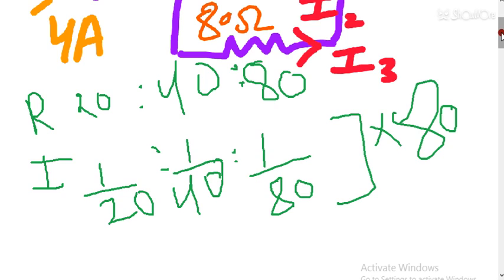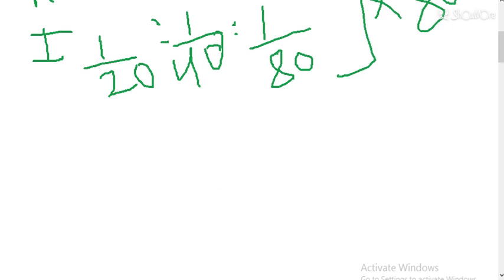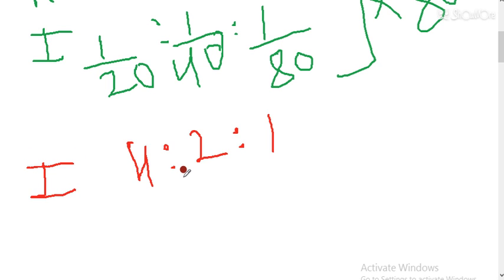Okay, so after multiplying it with 80 you can get the current ratio. Current ratio will be 4, 2, 1: 1/20 times 80 is 4, 1/40 times 80 is 2, and 1/80 times 80 is 1. So this is our current ratio, students. Four parts will flow through the first resistance, 20 ohm, two parts will flow through the 40 ohm resistance, and one part will flow through the 80 ohm resistance.